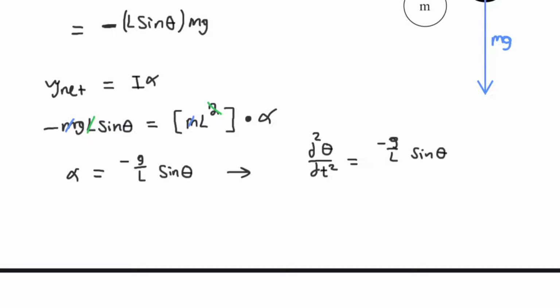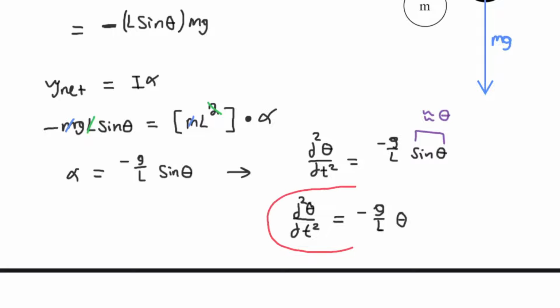But now we apply the small angle approximation, which for small pendulum angles, we can say sine theta and theta are basically the same. So we get d squared theta dt squared is going to be equal to negative g over L times theta. So that's our differential equation for the pendulum, but that's not entirely what we wanted to show.